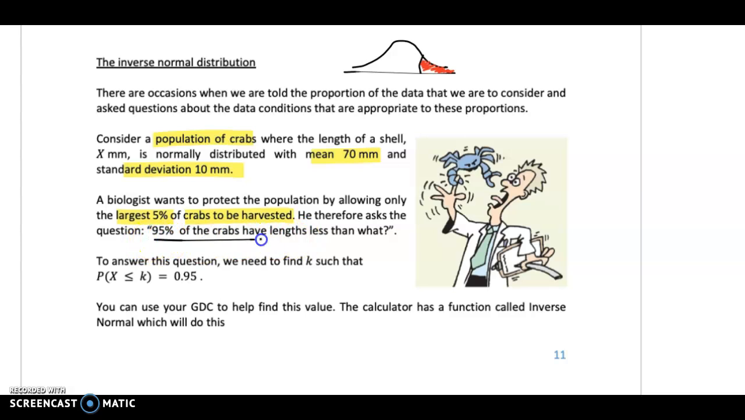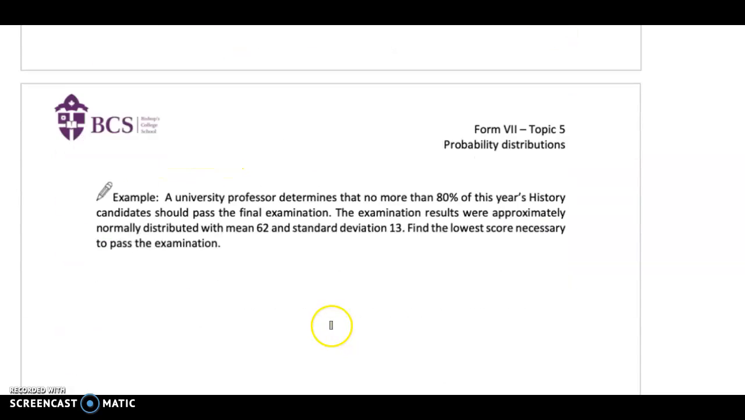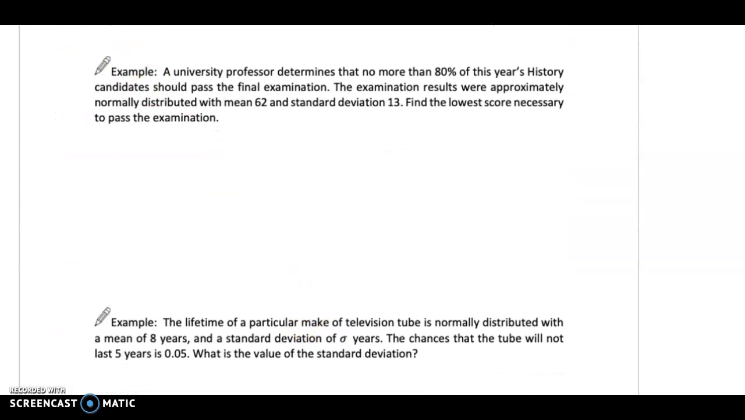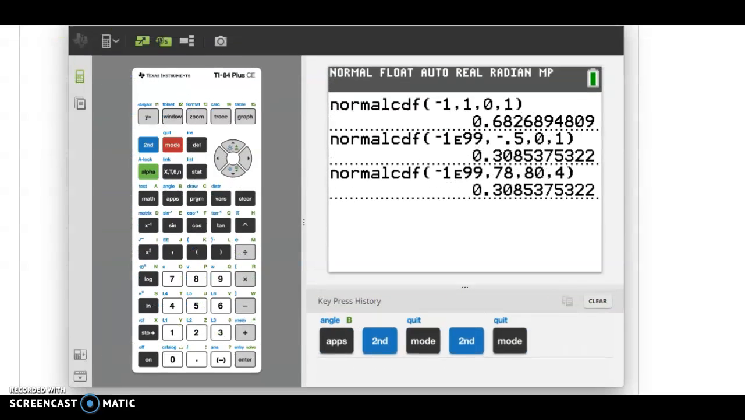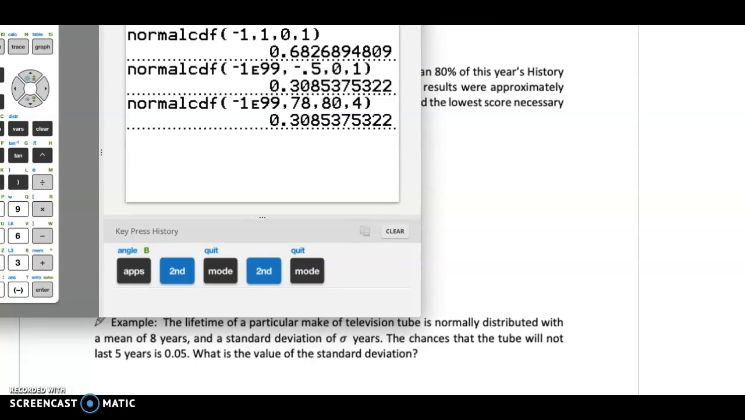Notice he says 95% of the crabs have less than what? So it's that K value. What is that K value there? It's less than this K value, right? So you can use something called an inverse normal that's on your GDC. The GDC can do this. So here's an example, and I'll bring in the calculator, which I have right here, and I'll show you how to do that.